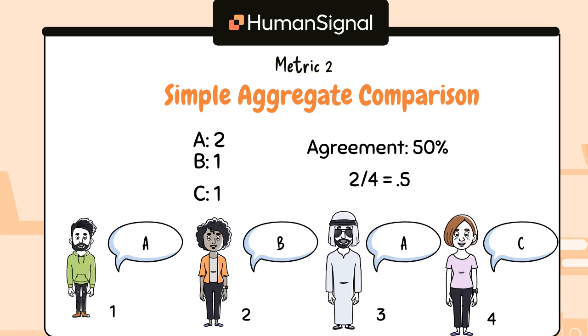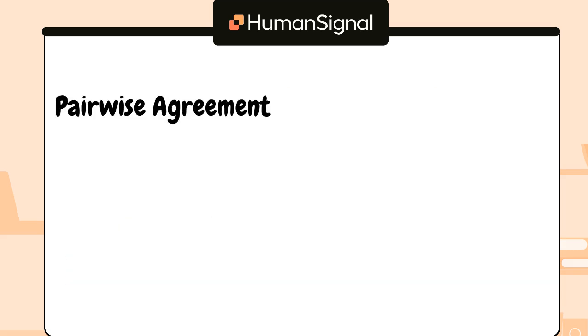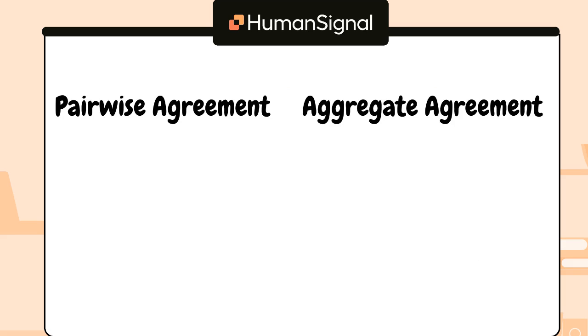This doesn't tell us anything about which annotators agreed with which other annotators, but it does give us a good sense of the correct answer to the question, and gives us more confidence in the majority answer, although 50% is still pretty low and may require further investigation. How do we know whether to use pairwise or aggregate agreement? It depends on what you're doing.